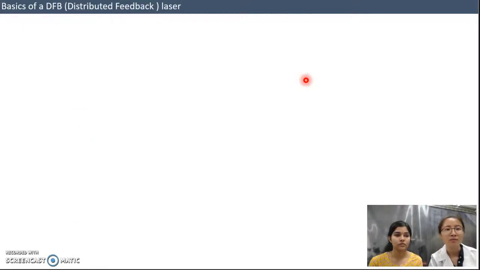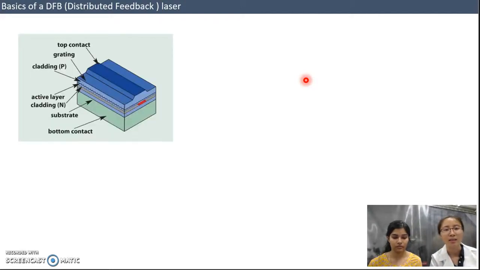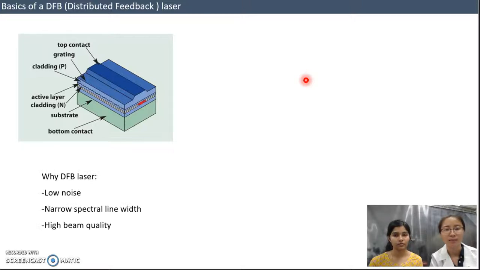And so for the basics of a DFB laser, this is the DFB laser we're working with here. Generally it contains the top contact, which is the top electrode, and then you have the grating, which is on top of the active layer, and then we have the substrate and the bottom contact. The reason why people are interested in DFB lasers is because of its low noise, narrow spectral bandwidth, and also high beam quality.